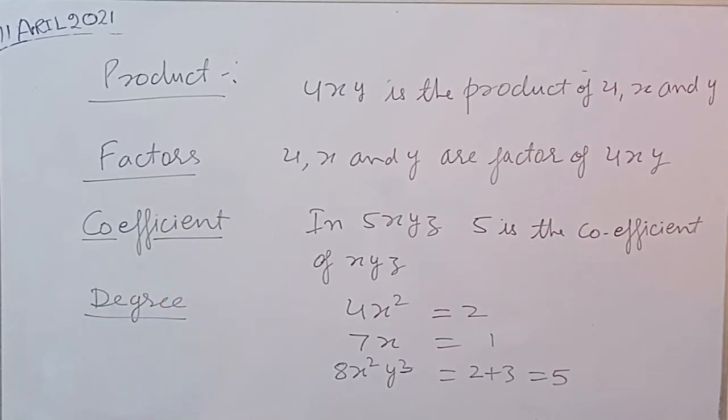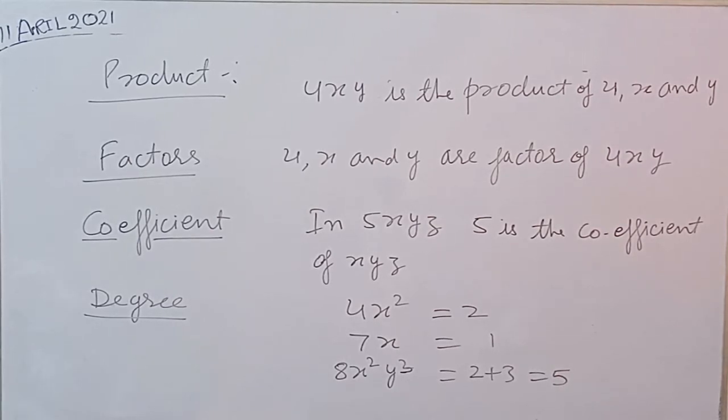Coefficient, what is coefficient? In a monomial, any factor or group of factors of a term is called the coefficient of the remaining part of the monomial. Here we have in 5xyz, 5 is the coefficient of xyz. Similarly, we can say x is the coefficient of 5yz, y is the coefficient of 5xz, and z is the coefficient of 5xy. So in that manner you will find it whenever you are asked to find the coefficient of that particular variable or the constant.